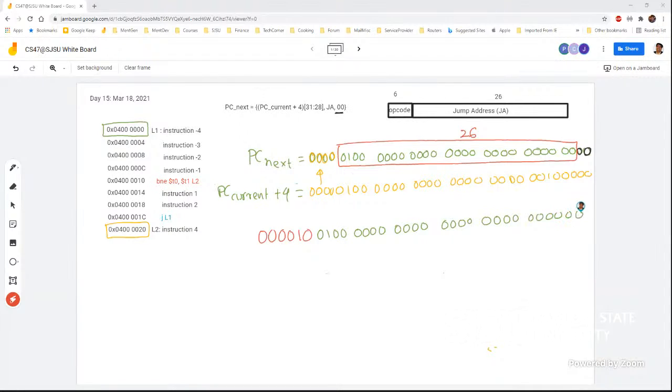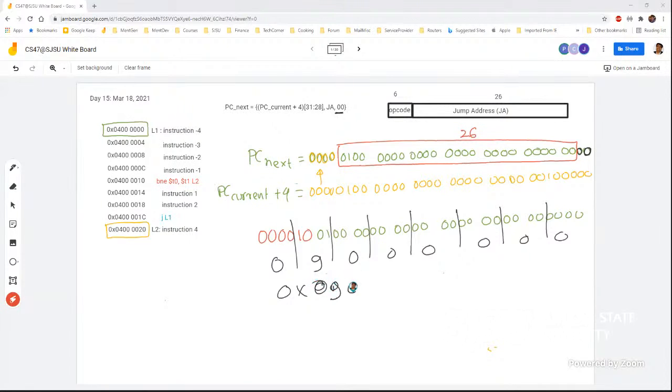Yep. So your machine code really is going to be, for this case, group by 4, group by 4, group by 4. So it's 0, this is 9, really 0, 9, 0, 0, 0, 0, 0, 0. So this is going to be your machine code there.